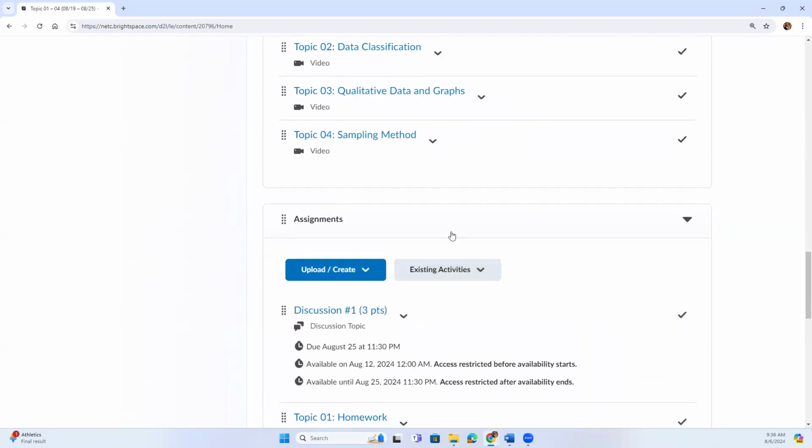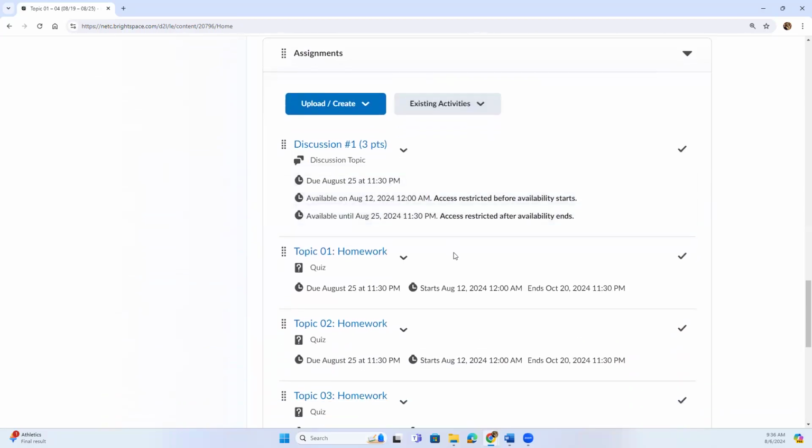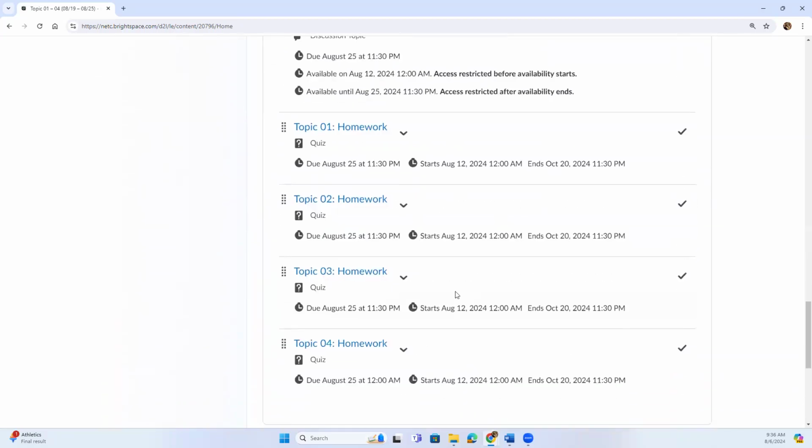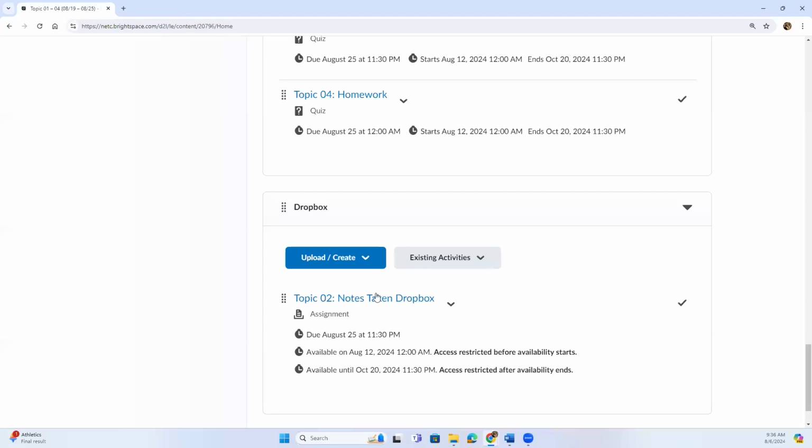And then underneath the videos, you have your assignments. Your assignments include the discussion, your homework, and at the end of the week, there is a note-taking Dropbox where you turn in the notes that you took. The name of the Dropbox tells you which topic of notes you need to turn in.